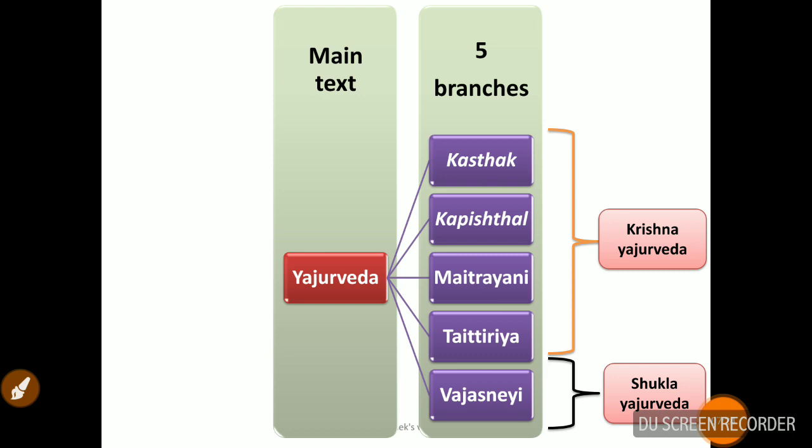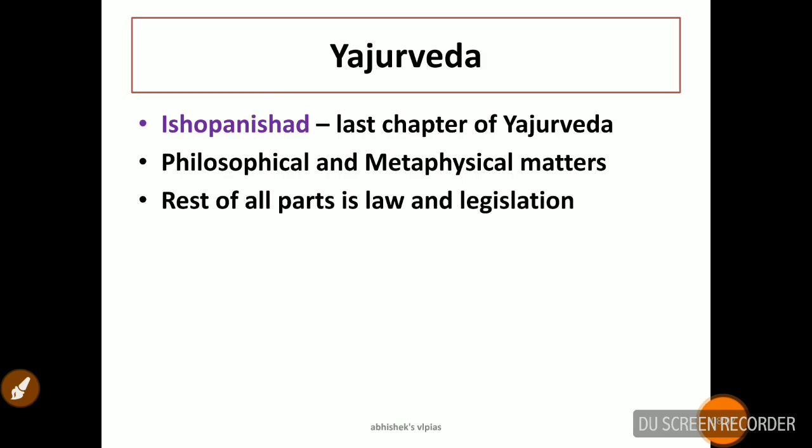When we discuss the Yajurveda, there are five branches: Kastak, Kabistal, Maitrayani, Taittiriya and Vajashneni. The first 4 are called Krishna Yajurveda and the last one, Vajashneni, is called Shukla Yajurveda. So this is the classification. Shukla is prose type commentary, Krishna is poem type, and Yajurveda is for prayers. These are the points you have to keep in your mind.